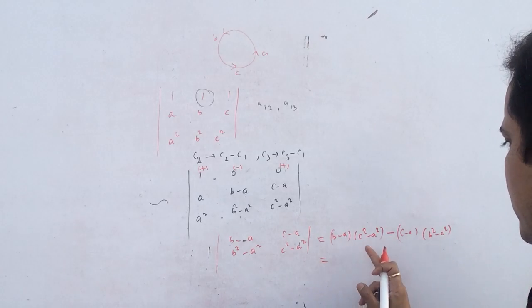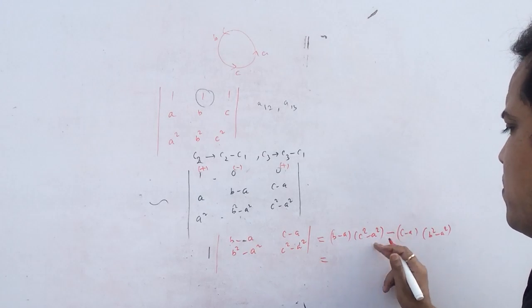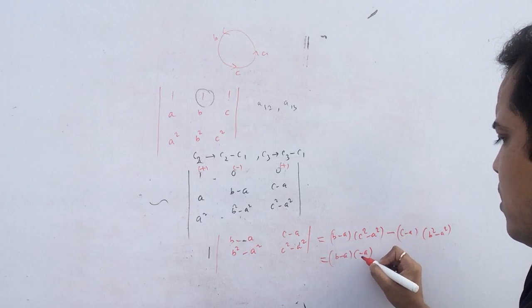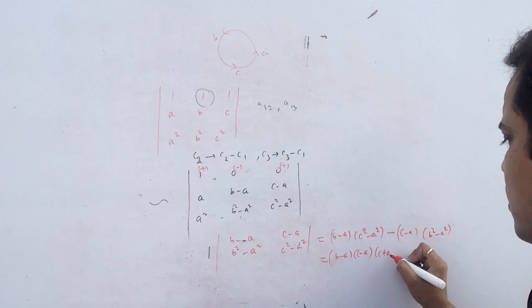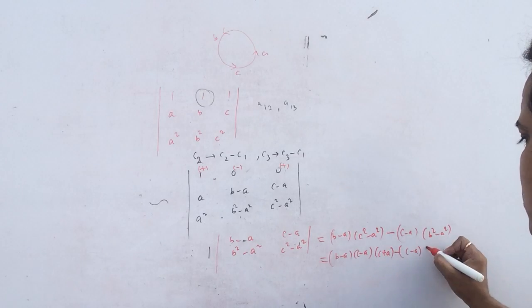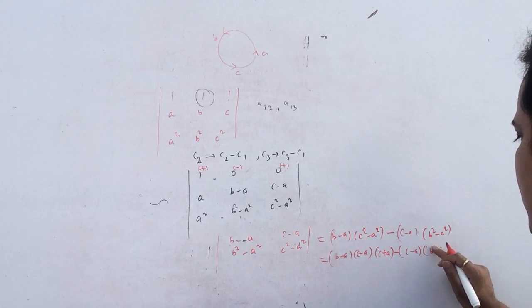So what would you get here? When you expand C square minus A square, it would be C minus A, C plus A. So we get B minus A, C minus A, C plus A, and minus C minus A. Expand this B square minus A square, when you expand this, B minus A and B plus A.